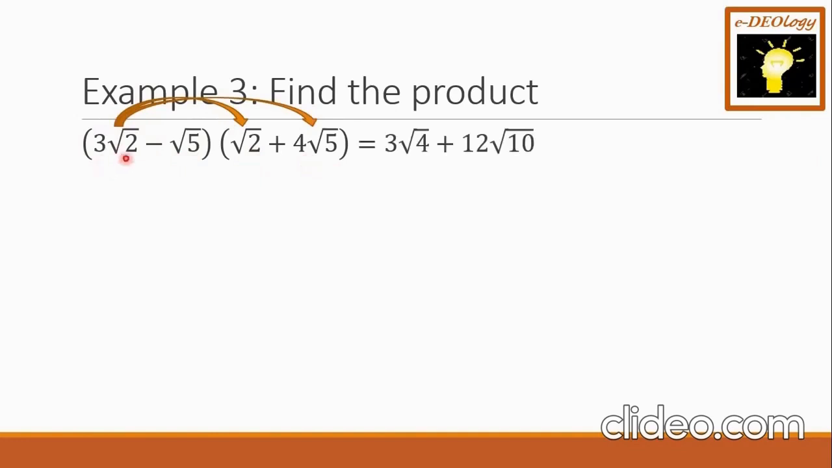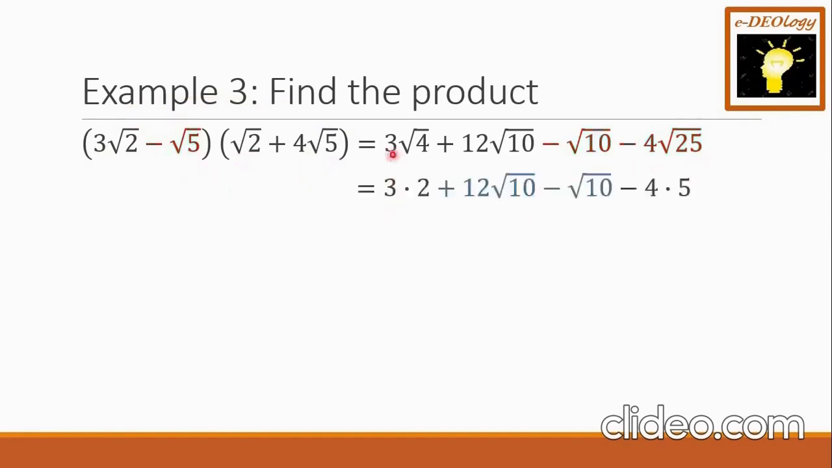The 3 square root of 2 is multiplied to this square root of 2. We will get this 3 square root of 4. Next, the 3 square root of 2 times 4 square root of 5. We will get this 12 square root of 10. Now for the second term, I will multiply this negative square root of 5 to square root of 2. I will get this negative square root of 10. The negative square root of 5 times 4 square root of 5 will have this negative 4 square root of 25. Then let us simplify the first term.